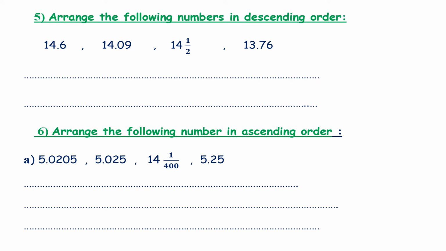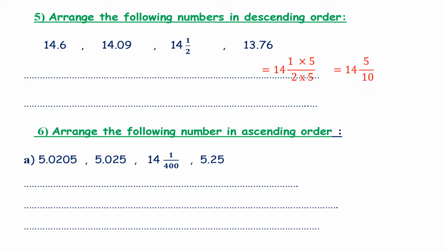Here, I want to convert the fraction to a decimal. I can't arrange numbers when some of them are decimals and the others are fractions. I will convert this fraction, 14 and 1 out of 2, to a decimal. If I want to convert it to a decimal, the denominator must be 10 or 100 or 1000 and so on. So I will search for the friend of 2, which is 5. I will multiply the denominator by 5 and the numerator also by 5. So the answer will be 14 and 5 out of 10.